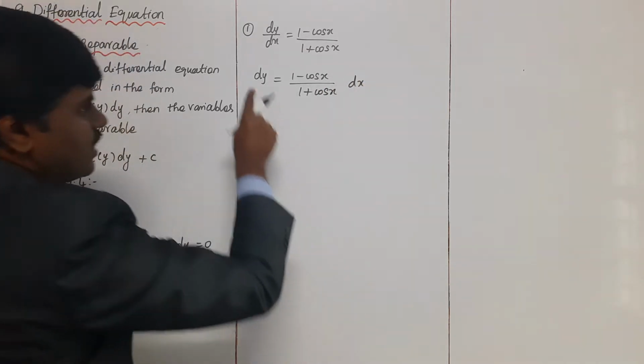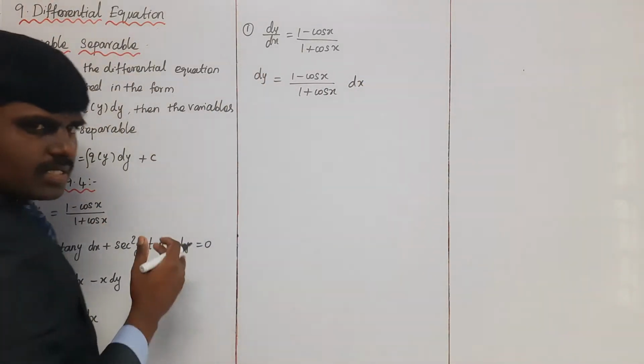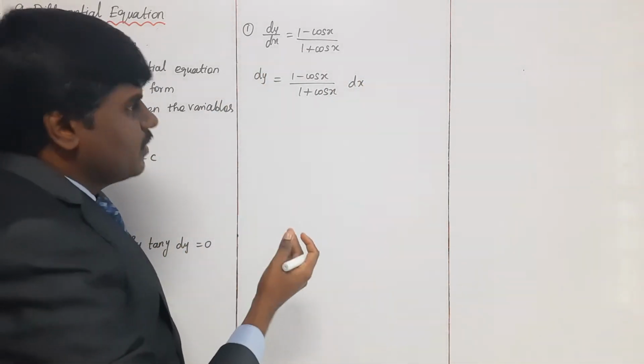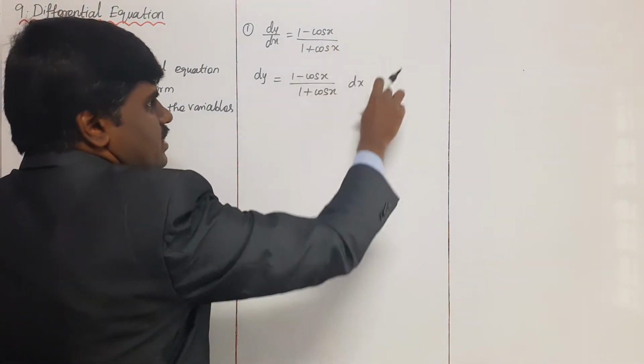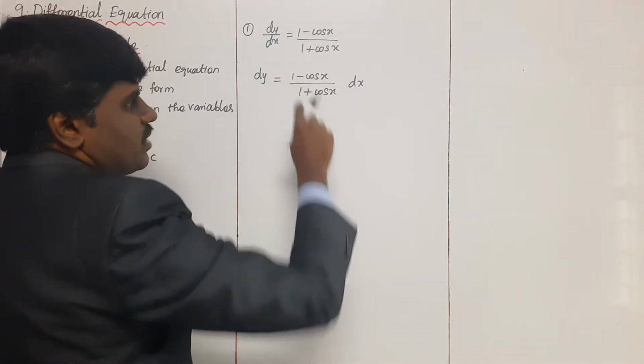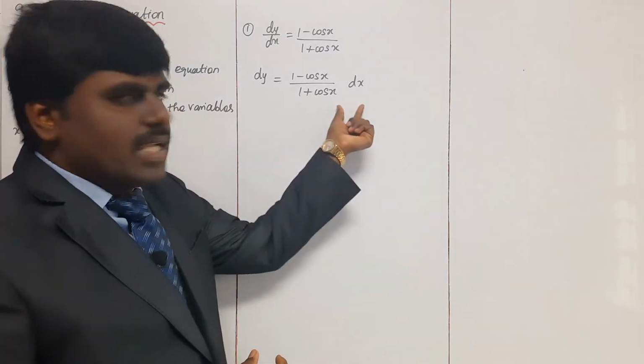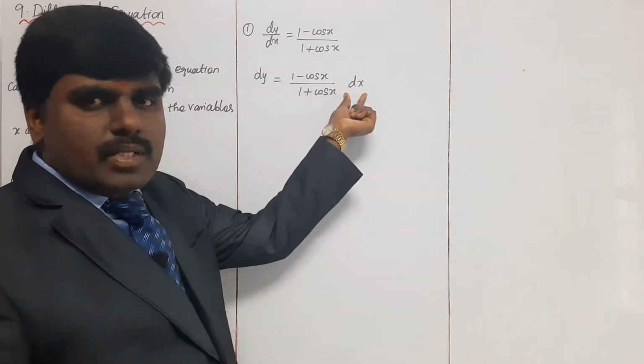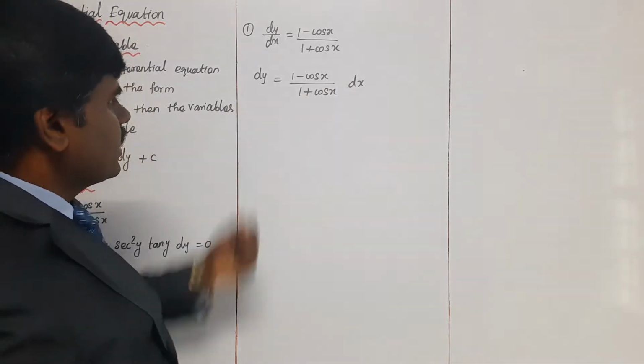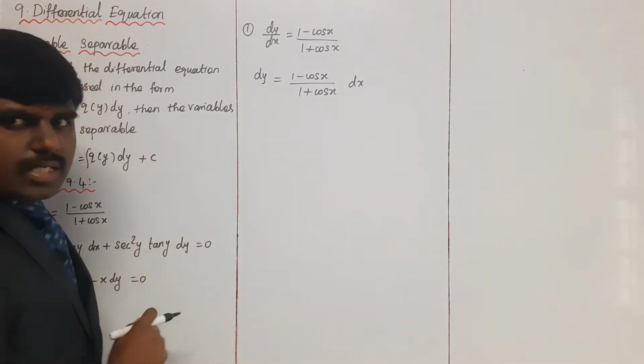Now you see that dy, the left hand side, is fully in terms of y. Here you see the right hand side, fully 1 minus cos x divided by 1 plus cos x into dx. The right hand side is fully in terms of x. So I have to integrate with respect to x on one side, and on the left hand side integrate with respect to y. Okay, so that is the meaning.